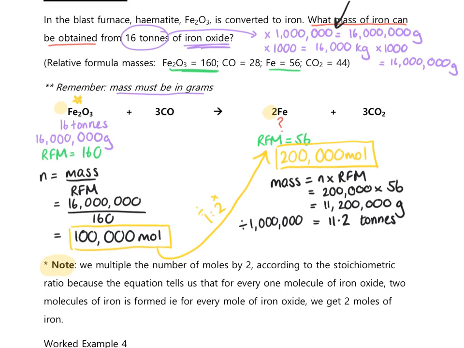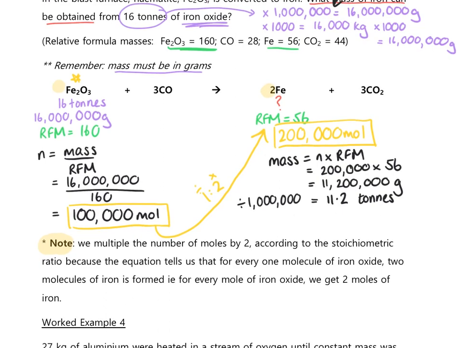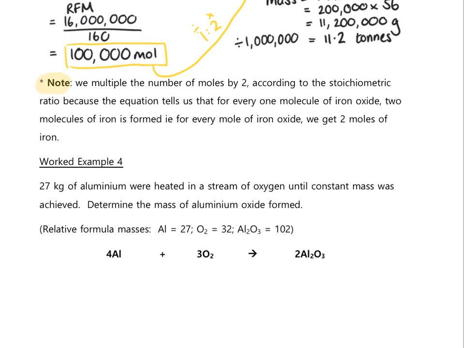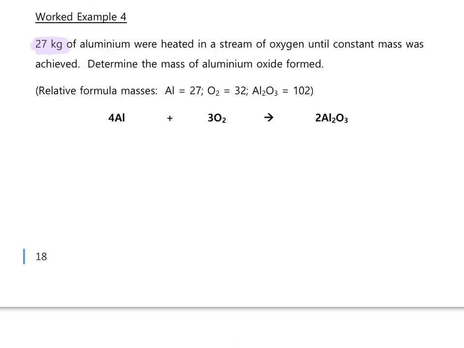Again, you just need to be careful about units and your balancing number ratio. So in this example, you're told that you have 27 kilograms of aluminium. So you're going to need to convert kilograms into grams, and you do that by multiplying by 1,000. So try worked example 4 yourself first, pause the video, and then use the video to check your answer. So let's have a look at worked example 4 and check that you've got on okay with that.